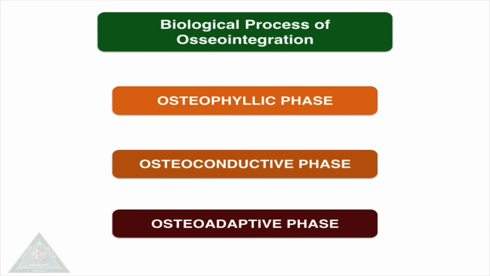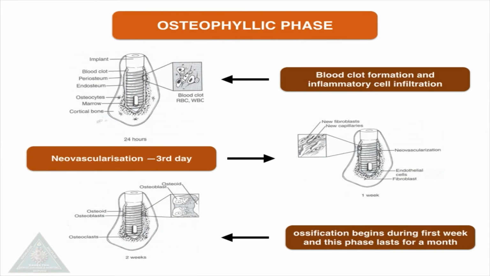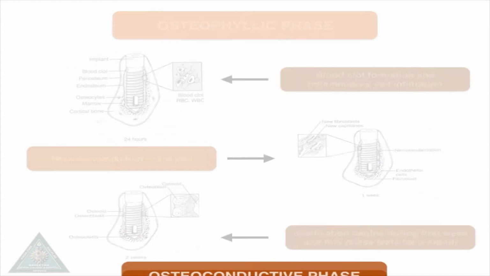Let's see how this process happens. It is divided into three phases: the osteophilic phase, osteoconductive phase, and osteoadaptive phase. In the osteophilic phase, there is blood clot formation and inflammatory cell infiltration. By the end of the third day, there is neurovascularization, which means vascular ingrowth from the surrounding vital tissue. Ossification begins during the first week, and this phase lasts for a month.